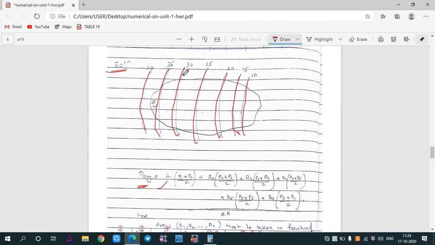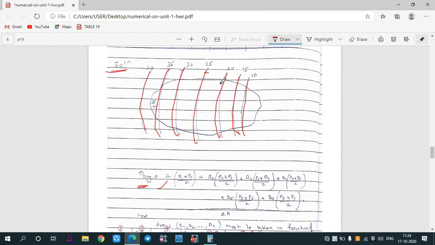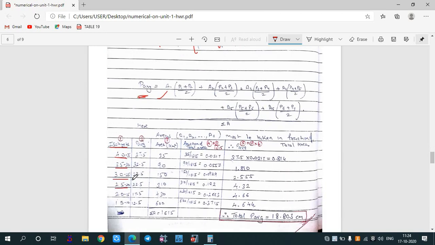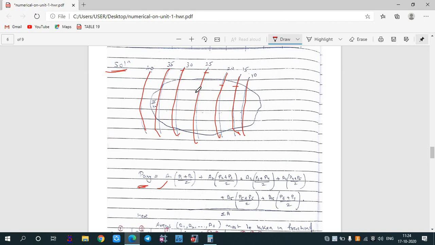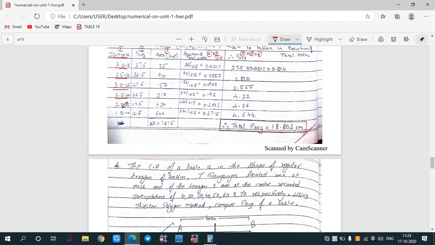After that, there is 30 and 25, so we'll write 30 and 25 with the next isohyet. Next is your 25 and 20. Sorry. We'll write 25 20. After that 20 15 and 15 10 and so on.